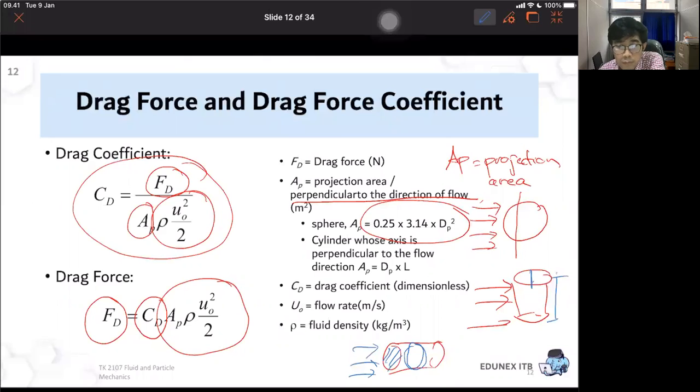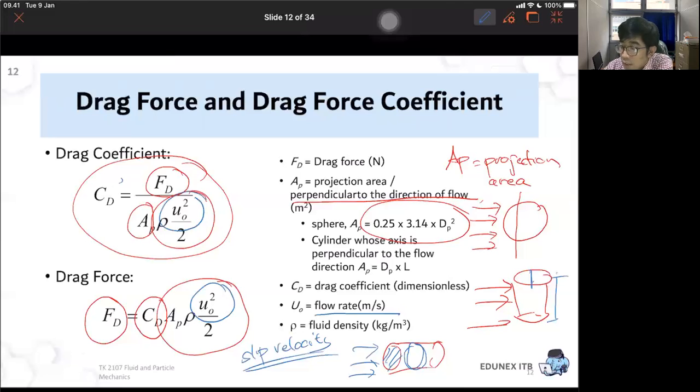Sir, for U0, it says flow rate, right? Does it actually mean velocity, sir? Yeah, this U is the velocity. Mostly it's not the flow rate; this is only written flow rate. Usually we are using the slip velocity. Later we will check. Usually the velocity that you use to calculate the drag force is the slip velocity.